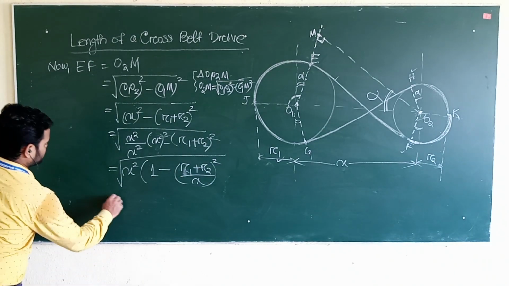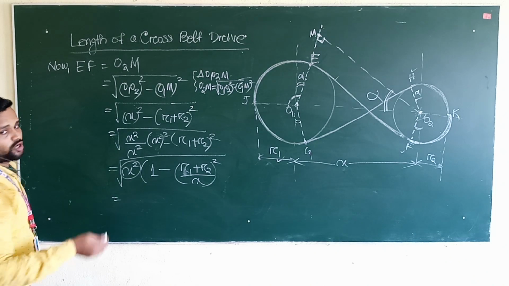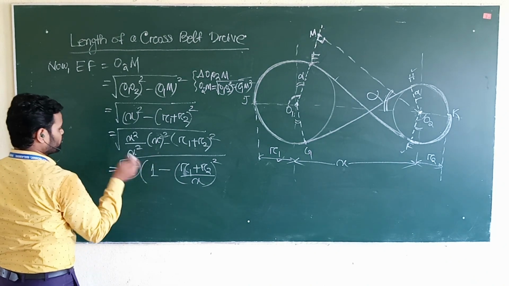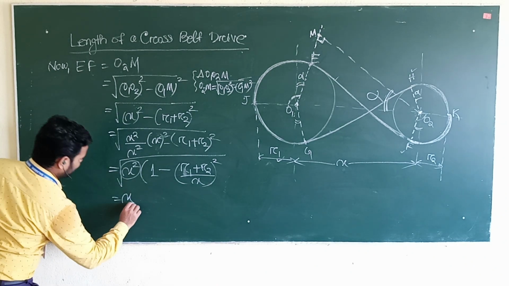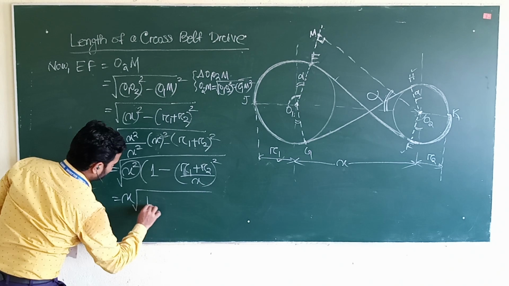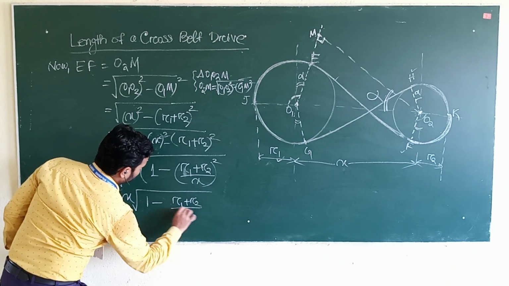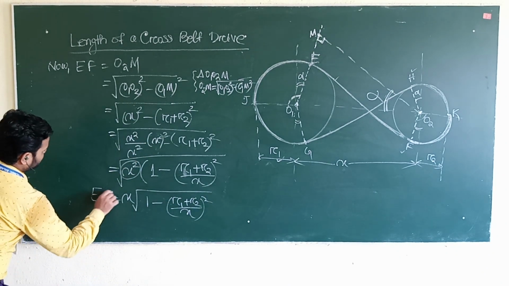Okay. Next, if we take this x square outside, then it becomes x. And from the square root, it becomes a single value. So now it becomes x root over 1 minus ((r1 plus r2) divided by x) square. This is the value of EF.